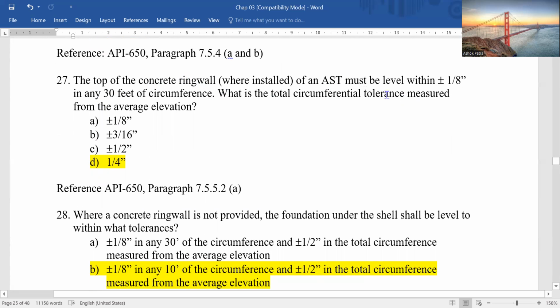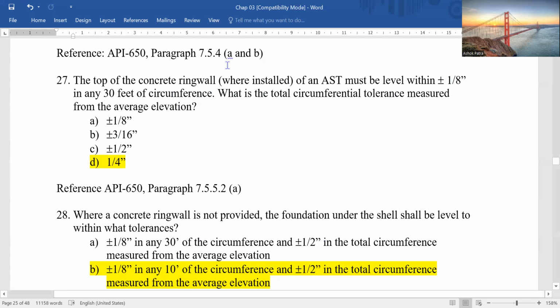The top of the concrete ring wall of an AST must be level within plus or minus 1/8 inch in any 30 feet of the circumference. What is the total circumferential tolerance measured from the average elevation? 1/4 inch. Where a concrete ring wall is not provided, the foundation under the shell shall be level to plus or minus 1/8 inch in any 10 feet of circumference and plus or minus 1/2 inch in the total circumference measured. So it is 1/8 inch, and 1/4 inch in the total circumferential tolerance measured from average elevation.